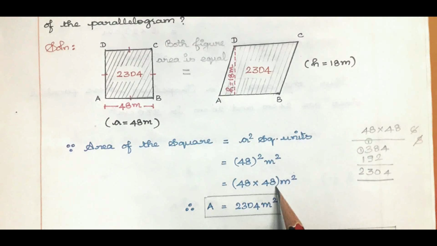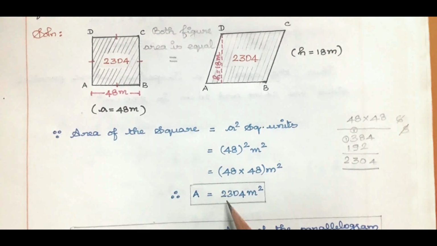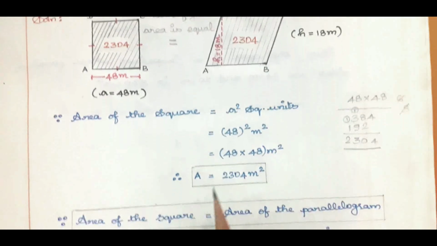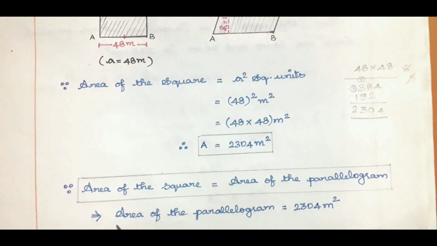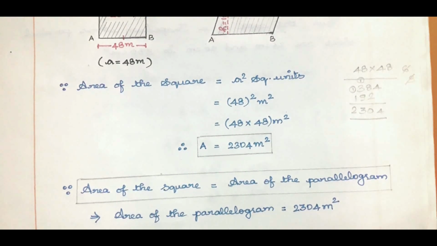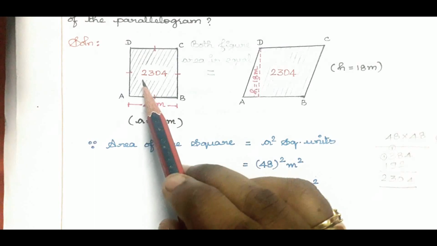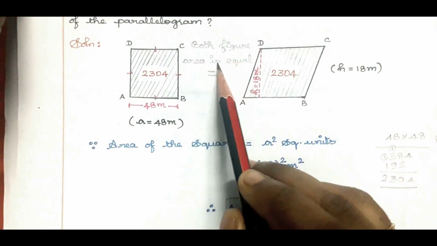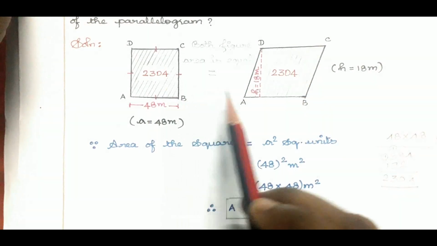48 square is nothing but 48 into 48. When you multiply 48 into 48, you are getting 2304. Therefore, the area of the square is 2304 meter square. But in the question they have given that the area of the square is equal to the area of the parallelogram. Therefore, this implies the area of the parallelogram is equal to 2304 meter square. Clear? So now when you observe the figure, you can find why I have written 2304 here and 2304 here, because both figures' areas are equal. The area of the square as well as the area of the parallelogram is 2304 meter square.